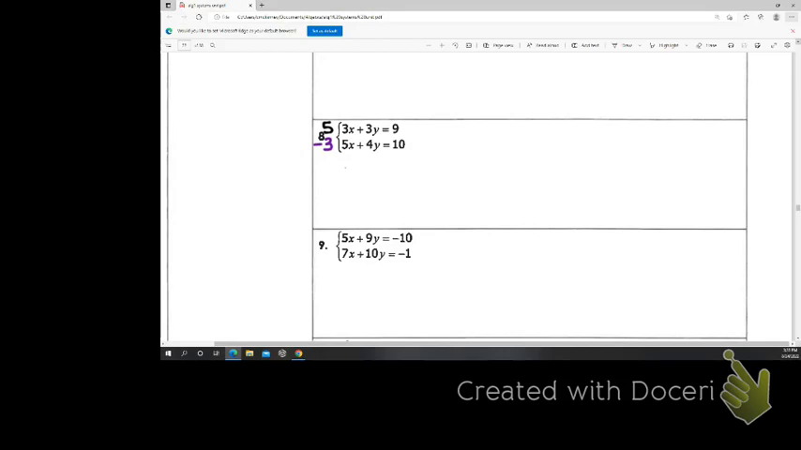So now we're going to multiply all the way across that top line. Remember, we're distributing it all the way across. So 5 times 3x, then 5 times 3y, then 5 times 9.